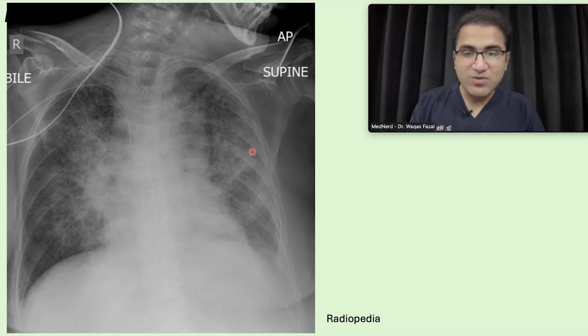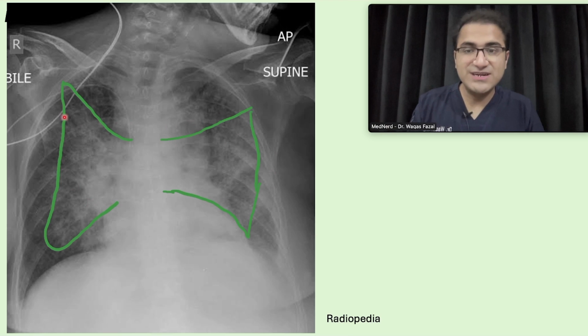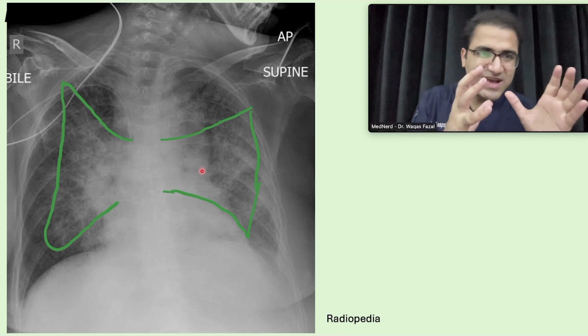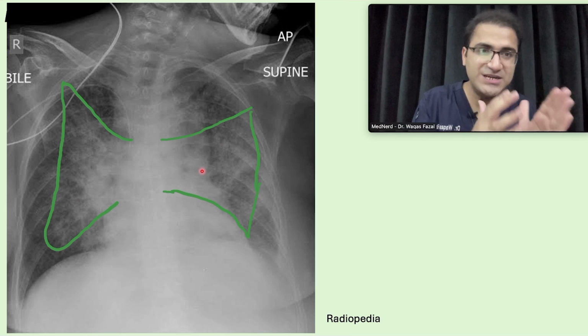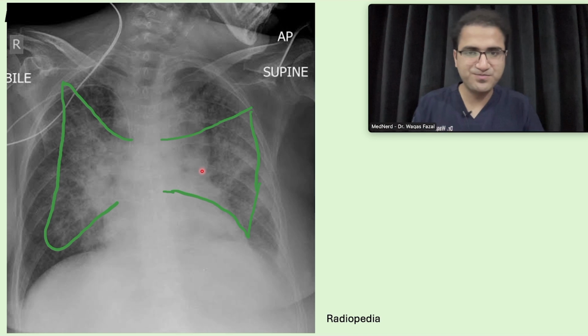If you see, the opacities are near the hilar region, that is called a bat wing sign, where above and below you can see the lungs are black, but in the hilar region in the middle there are opacities. So this favors the diagnosis of acute heart failure decompensation rather than ARDS.